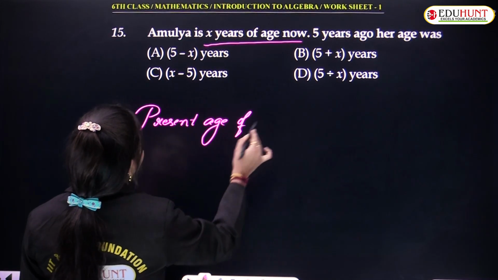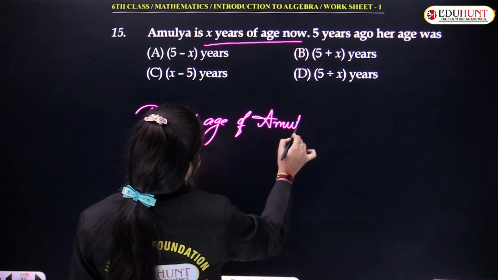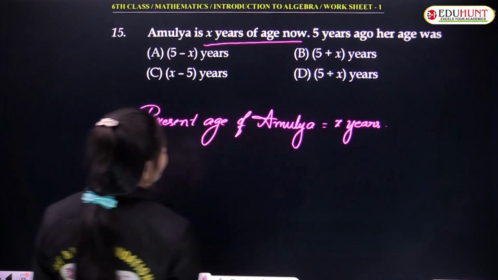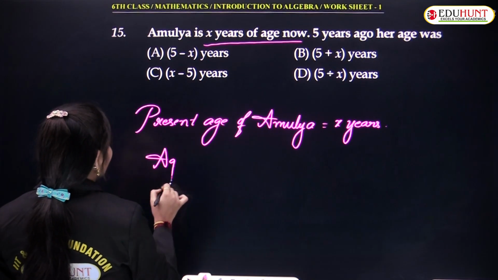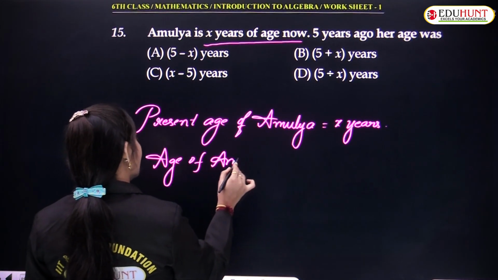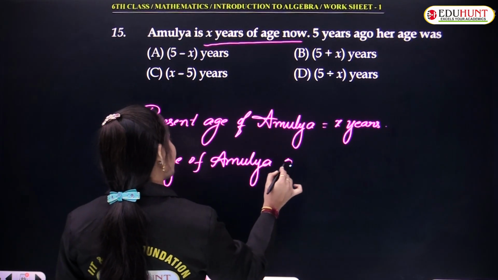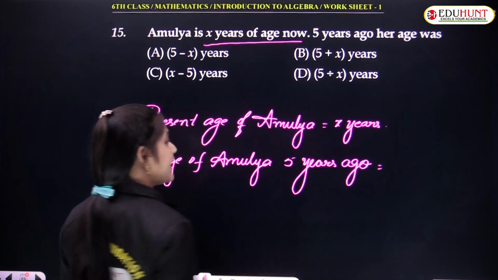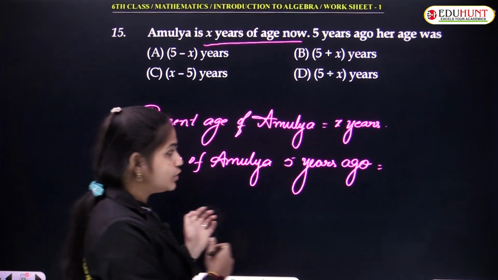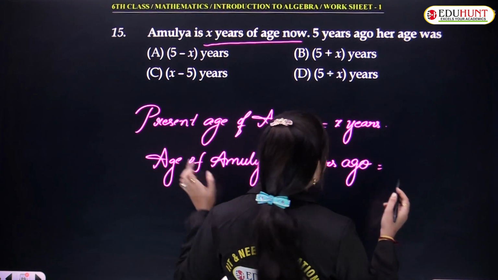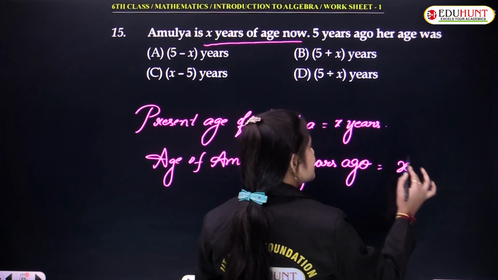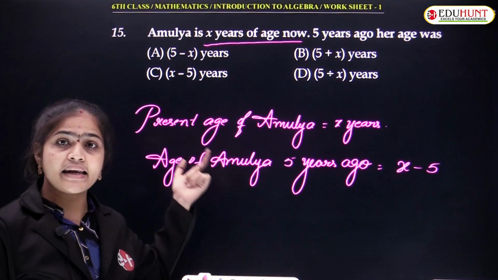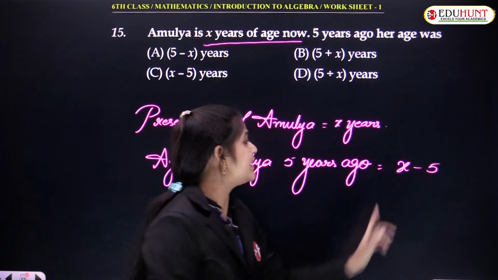Present age of Amulya, how many years? X years. Okay. 5 years ago, age of Amulya. 5 years ago her age was, ago means before, already I told you, before from now. Okay, how many years before? 5 years. At present her age is x years. What was her age before 5 years? It means x minus 5 years.